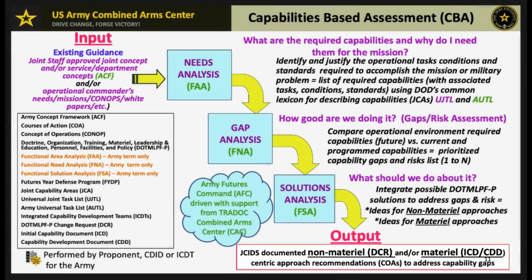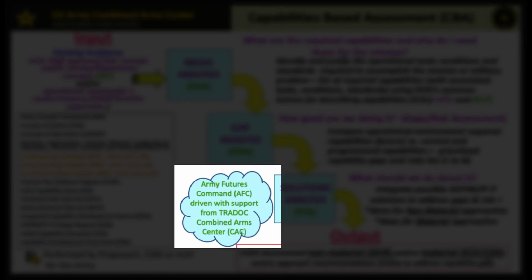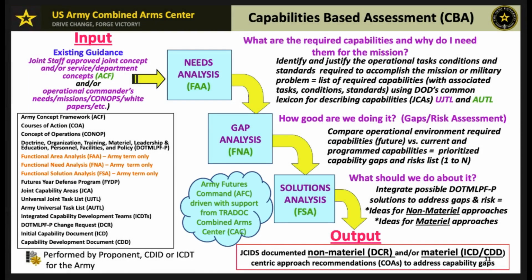Outputs from CBA generally fall into 2 categories: DOTmLPF-P change recommendations, or DCRs, or a materiel development document like the ICD or CDD, both of which we'll examine in F103. In the Army, the CBA process is performed and led by Army Futures Command through FCC Capability Development Integration Directorates, CDIDs, or Integrated Capability Development Teams, ICDTs, aligned to cross-functional teams.